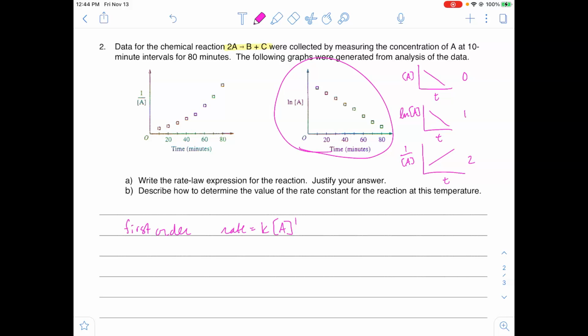Part B asks to describe how we would determine the value for the rate constant. With this data, we know that our rate constant is equal to our negative slope. So we would need to know the slope of the line, and then the negative of that slope gives us our rate constant, or k.